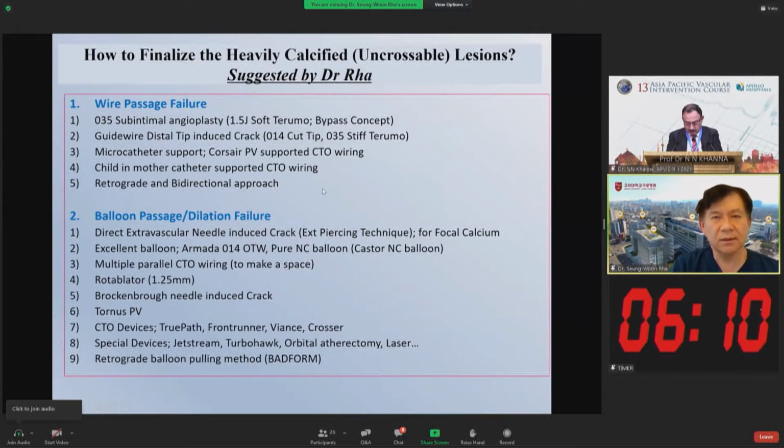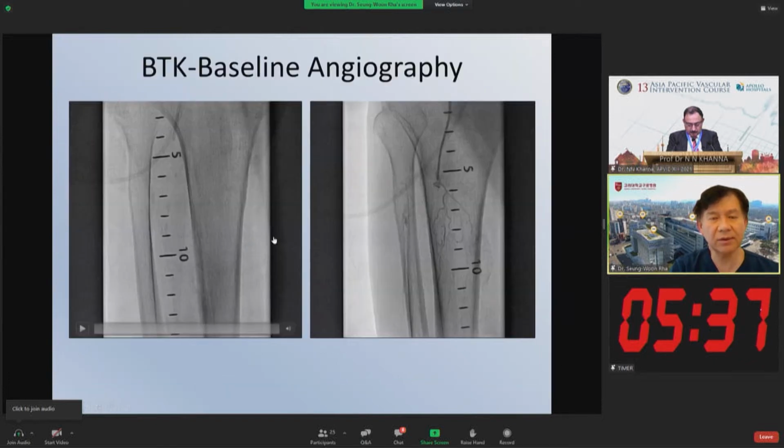For this kind of focal significant calcium, this external piercing technique, the direct extravascular needle-induced crack, is one of the very simple, very cost-effective, cheaper ways for some particular cases of balloon uncrossable lesion due to significant encircling calcium or balloon passage failure. So I'd like to focus on one simple case in the BTK and the SFA.